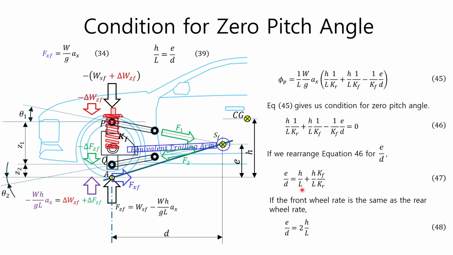Furthermore, equation 47 explains that if the difference between the front suspension wheel rate and the rear suspension wheel rate is not significant, for the pitch angle to become zero under the condition of zero dive, the height of the center of gravity must either decrease by nearly half or the value of E over D must nearly double. In equation 47, if the front wheel rate is equal to the rear wheel rate, the condition for a zero pitch angle can be expressed as equation 48. Let's verify the above explanation with a figure.